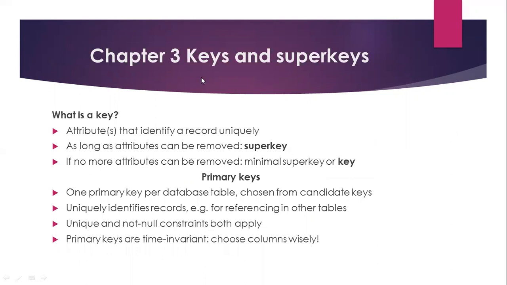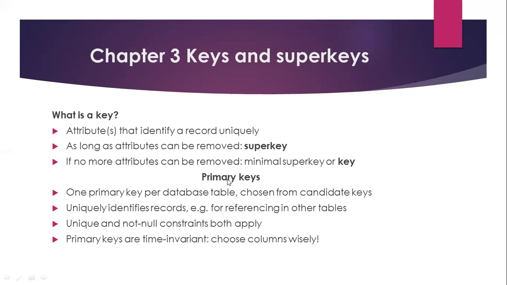Now we will discuss chapter 3, keys and superkeys. Now the question arises, what is a key? A key is an attribute that identifies a record uniquely. As long as attributes can be removed, they are known as superkey. If no more attributes can be removed, they are known as minimal superkey or key.